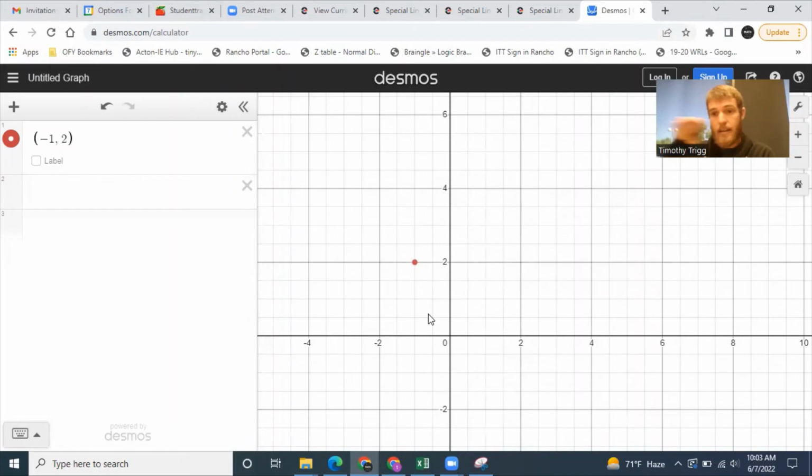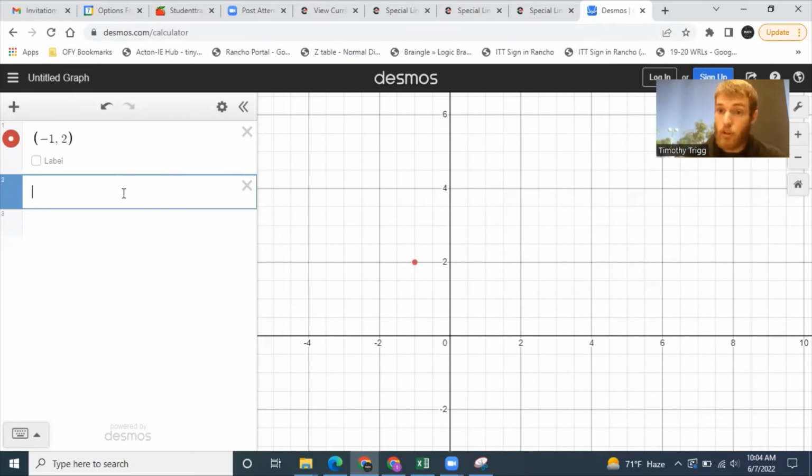A horizontal line is left to right. So for example, the y-axis is a vertical line. The x-axis is a horizontal line. One way to help you remember is that horizontal is like the horizon, right? When you look at the horizon, it's like this, right? That's horizontal. Vertical, up and down. All right, so how do I create a line that's a vertical line that passes through this point?